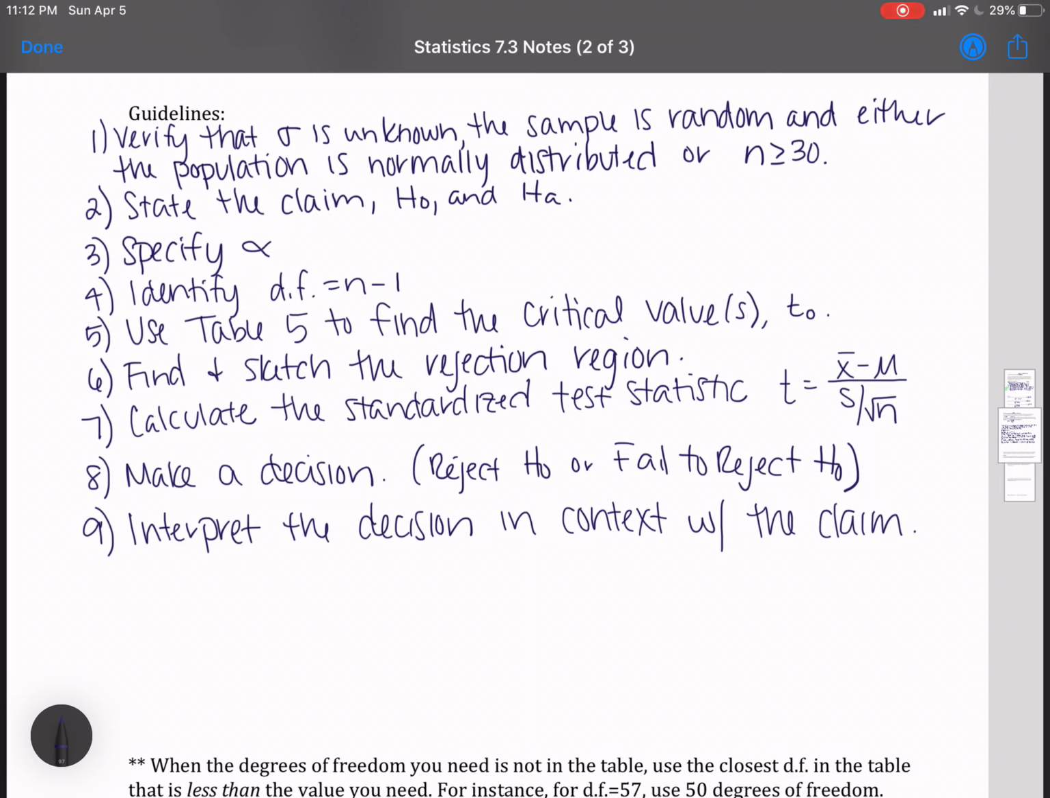So the same steps for the most part that we did in 7.2 with rejection regions. The only thing that's really different, which adds that additional step, is identifying the degrees of freedom. And then here we're going to always use table 5.